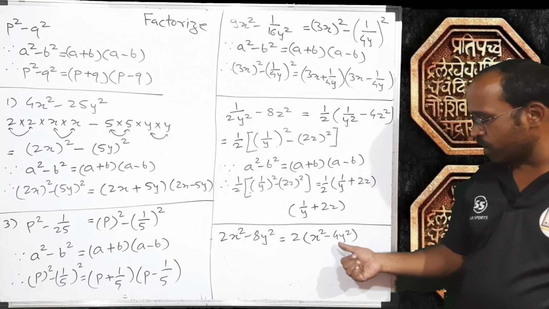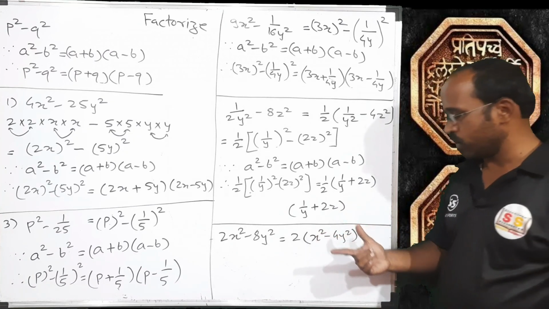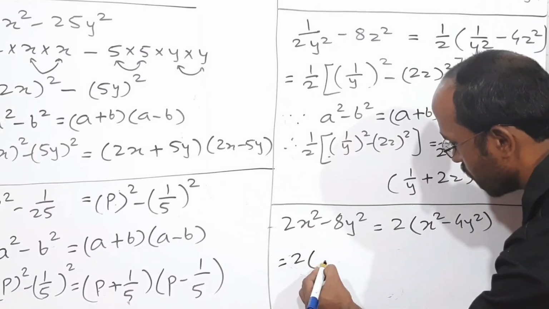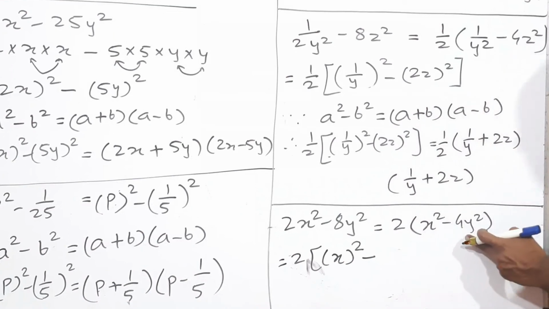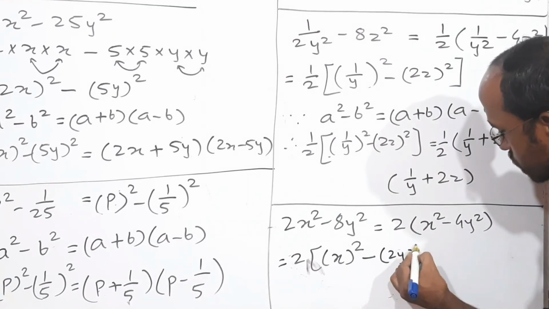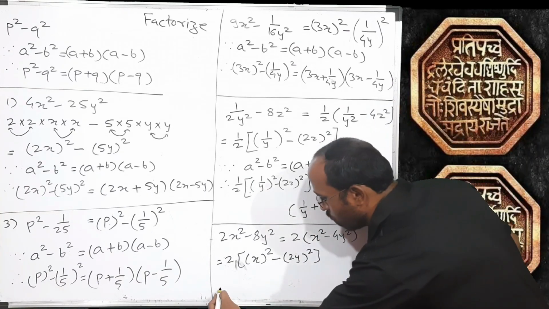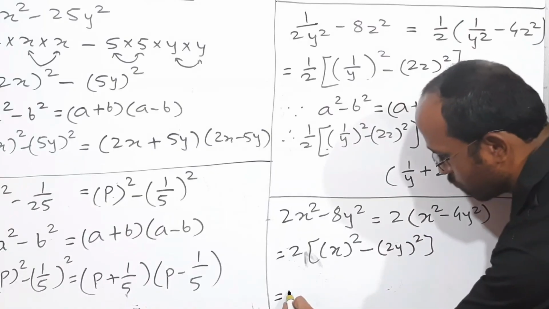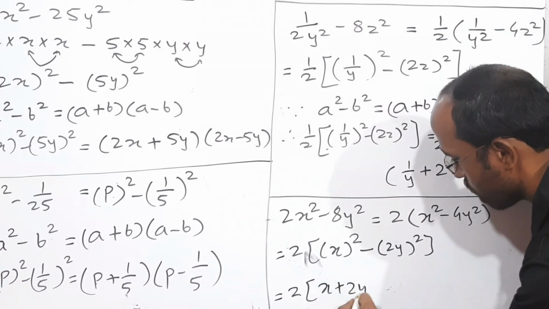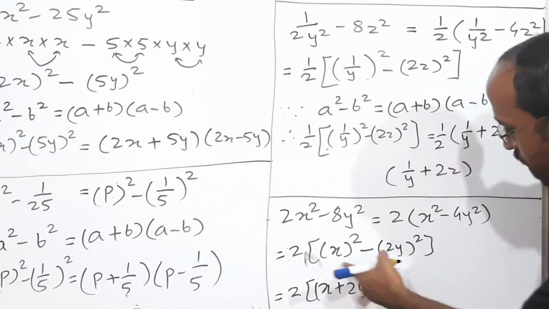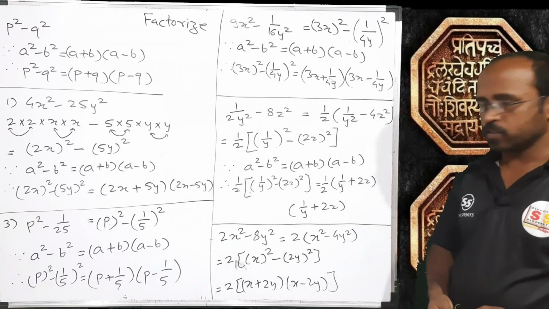So now this x square minus 4y square is in the form of a square minus b square. So this can be written as 2 multiplied by, in the bracket, x square is the square of x minus 4y square is the square of 2y. And here we can use the formula of a plus b into a minus b. Now as space is less, I am going to use it directly. So 2 multiplied by a plus b, x plus 2y, multiplied by a minus b, x minus 2y. Clear students? I hope it is clear.